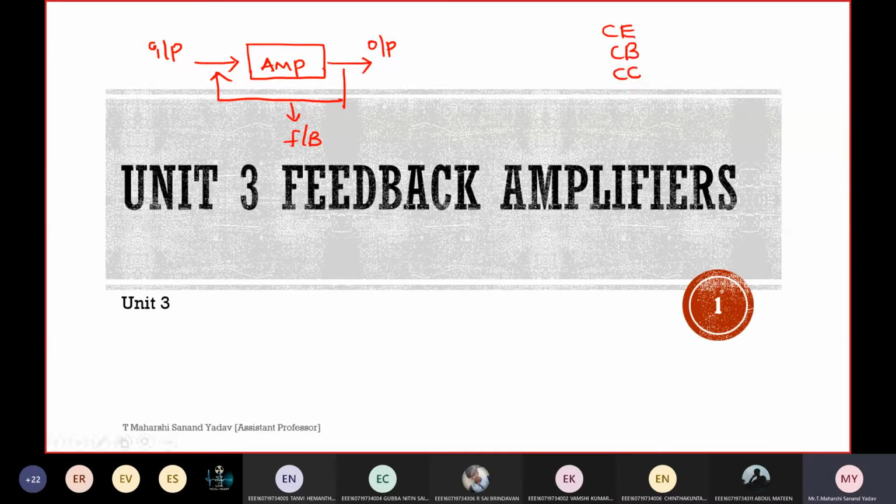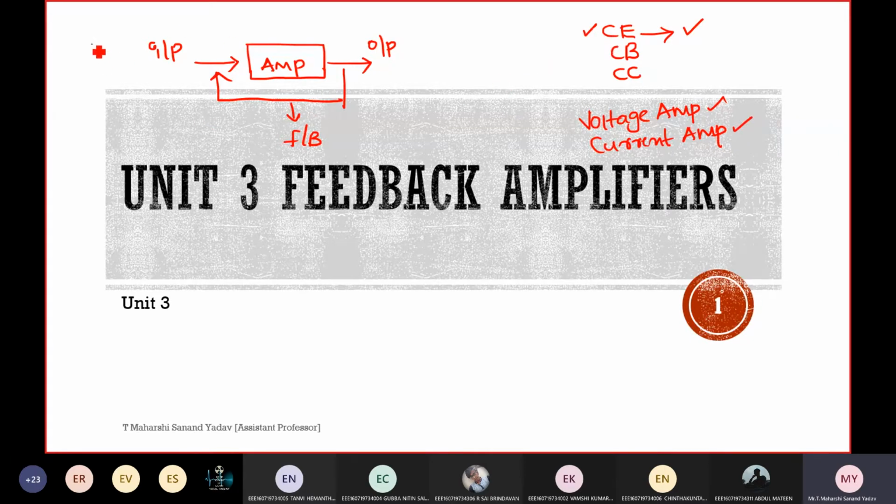In this, which one is better? Comparison of CE, CB and CC. Which one is better compared to the others? We prefer the common emitter model. Why? Because it works both as a voltage amplifier as well as a current amplifier. Both current as well as voltage amplification is done in CE, the common emitter model. That's why it is more preferred.